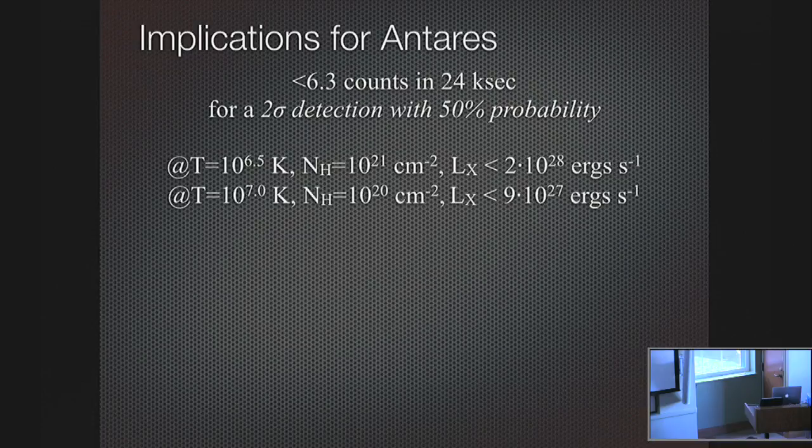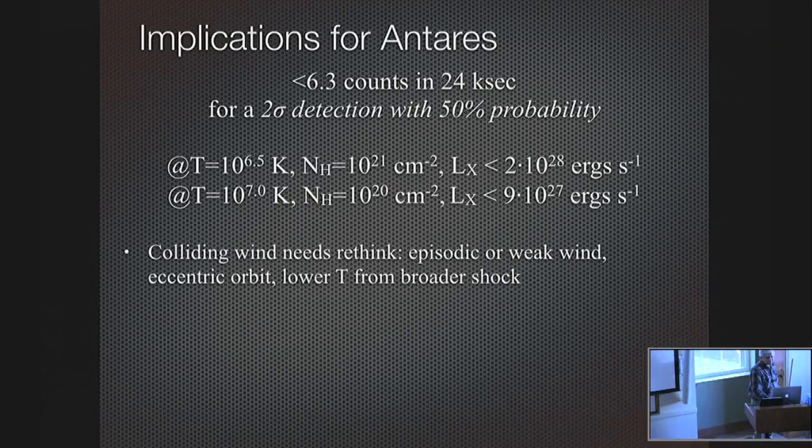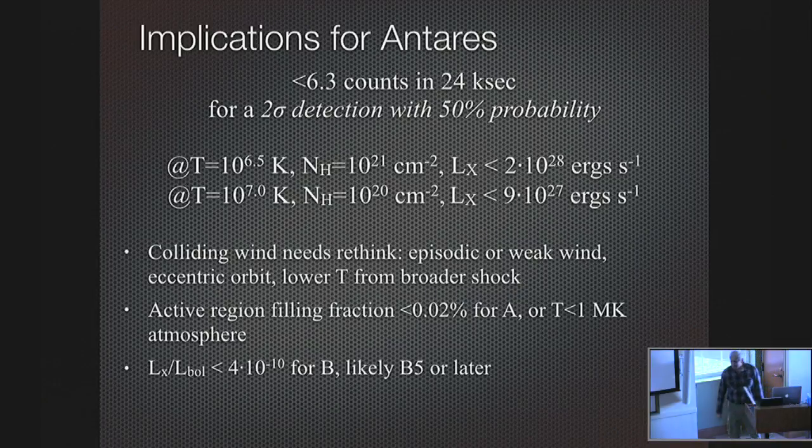If you had a plasma with temperature 10 to the 6.5, or 10 million degrees, we expect that the luminosity should be below this number. Almost done. So I'll leave you with the science conclusions that we can draw from the fact that we see nothing. The most important of these is that the LX variable is very small for the B star, which means it's probably not a B2.5. It is probably B5 or later. So with that, I'm done.